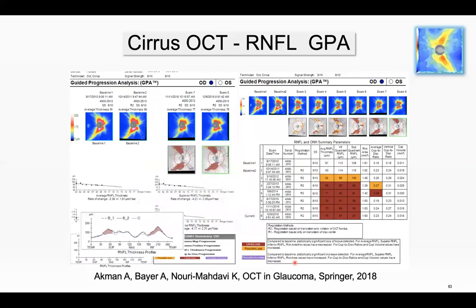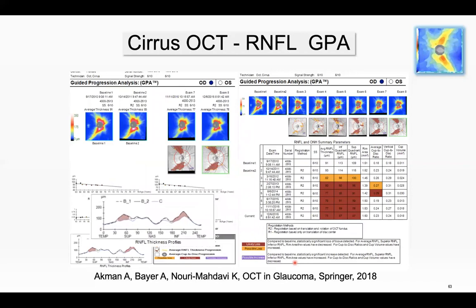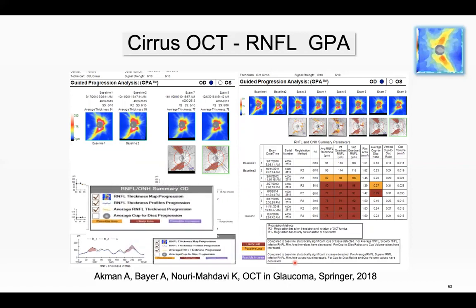Third one is the RNFL thickness profile change map, which is again an event analysis. Three profiles for the examined eye are plotted and compared in an overlapping style. B1 and B2 are the 2 baseline scans, and C is the current scan. I like and use it a lot. I show the patients this all the time. And we have the RNFL optic nerve head progression summary.